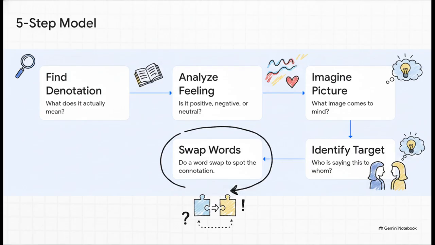Step 2, ask how it feels. Is it positive, negative, or neutral? Step 3, imagine a picture in your head. Step 4, think about the speaker and the audience. And finally, Step 5, compare it with a similar word. I gotta say, I highly recommend Step 5 because doing a quick word swap is absolutely the fastest way to spot a connotation in the wild.